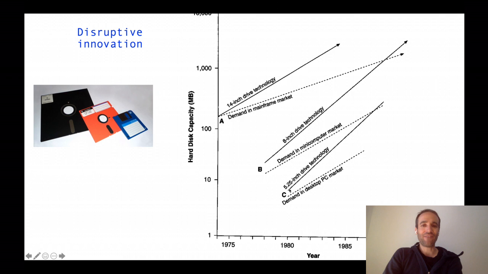And then the 5¼ inch drive technology came along, and this was good for the minicomputer, desktop PC market. And the same thing happened. And by plotting these trends, you could kind of predict when to get out of a given technology if you were a manufacturer, for example, which was super, super useful.